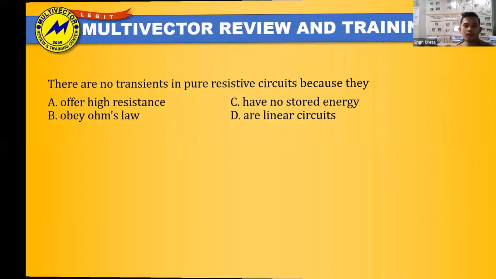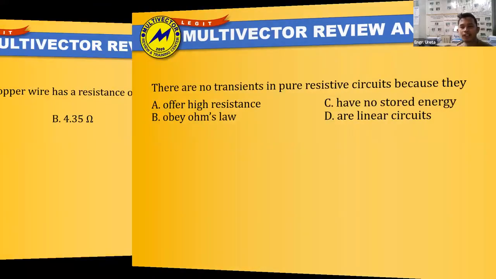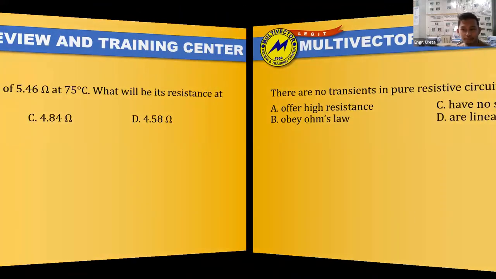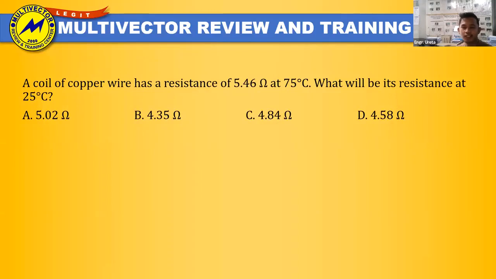The next question: a coil of copper wire has a resistance of 5.46 ohms at 75 degrees. What will be the resistance at 25 degrees? This is just a temperature-resistance relation. You can use two formulas, but let's use this one. Let R1 equal 5.46 ohms at a temperature T1 of 75 degrees. We need to find R2 where the temperature T2 is equal to 25 degrees.